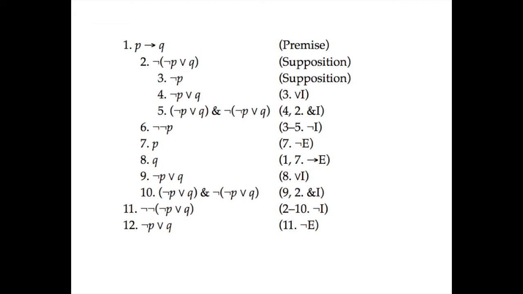And then from line 8, we get not P or Q, just using our or introduction rule. And line 9 contradicts line 2. So we write down the contradiction on line 10. That proves that the supposition on line 2 was false. So on line 11, we write down it is not the case that it is not the case that not P or Q. That comes from line 2 through line 10 by not introduction. And then on line 12, we just eliminate the double negation. And that's our conclusion, not P or Q. All right.